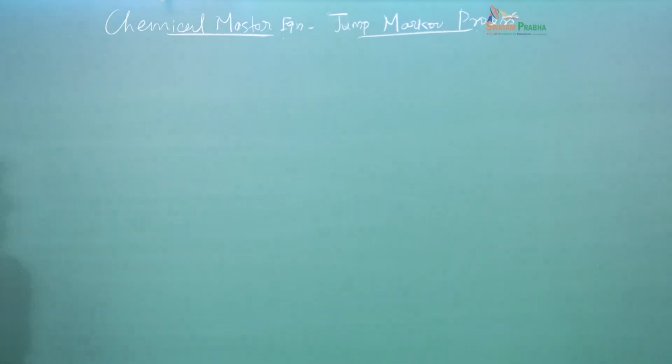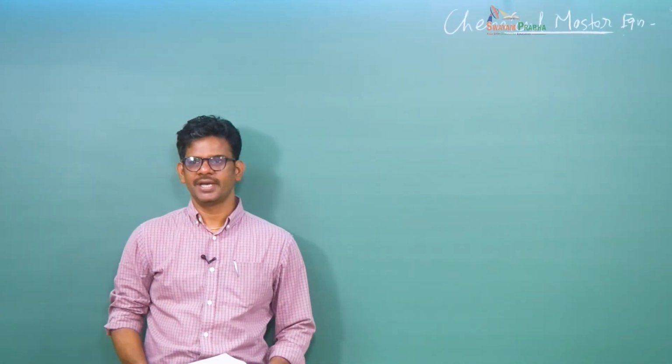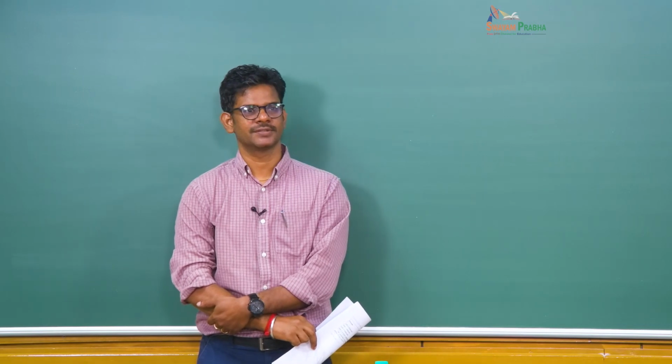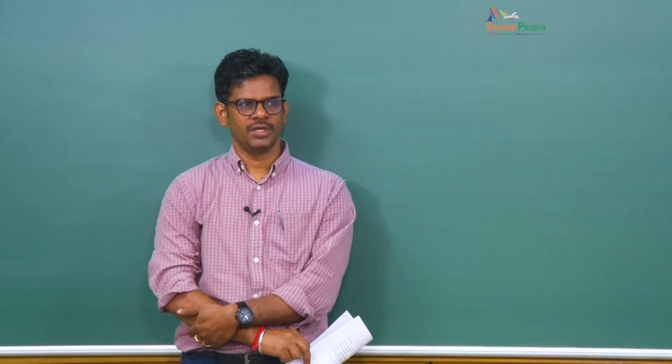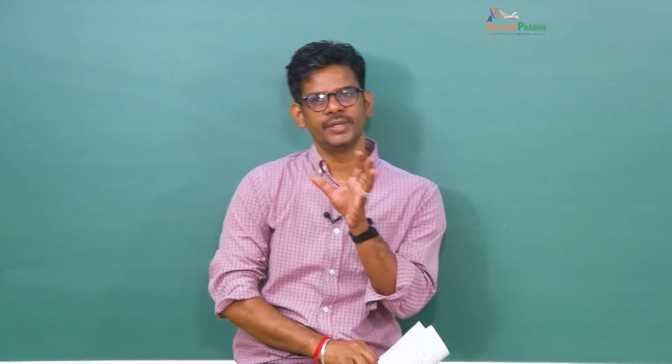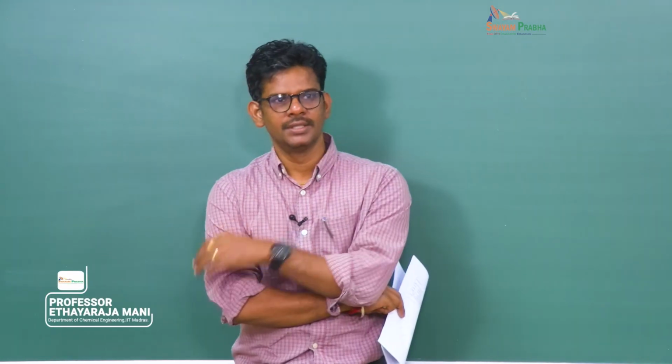So in the last lecture, we were looking at a generalized Markov process, which included both jump as well as continuous processes. We wrote a generalized differential Chapman-Kolmogorov equation. So from now on, we will look at specific cases.